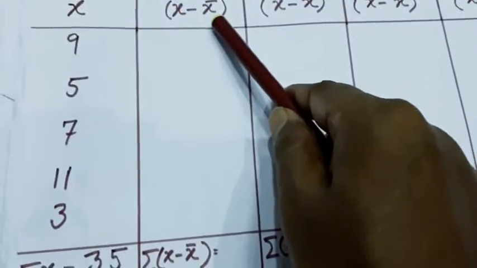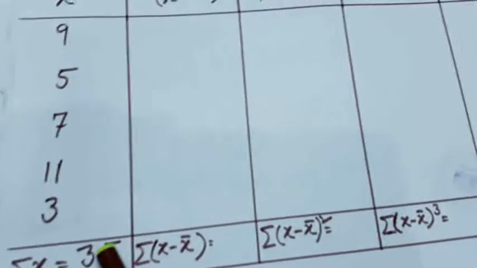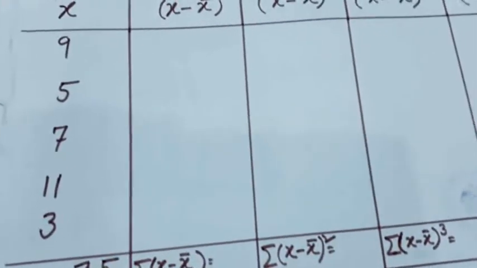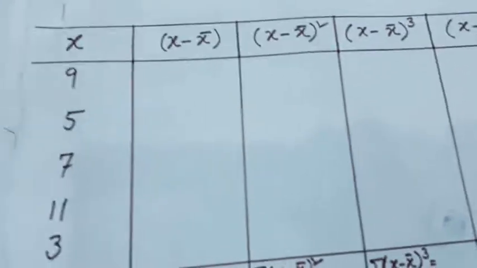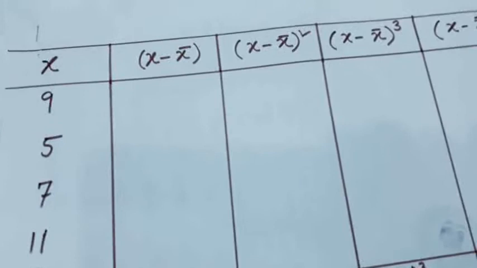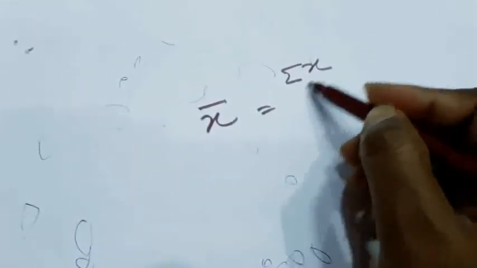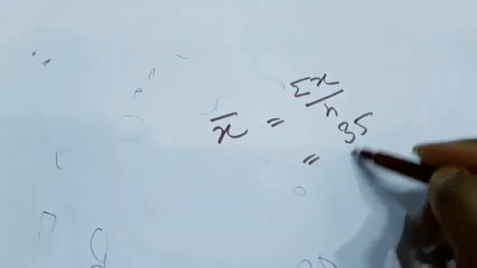Okay. Now what we will do? Oh, sorry, it is summation x. We have to find out the x bar. X bar means sum of observation divided by n. So x bar means summation x by n, where summation x is 35 and number of observation was 5. X bar equals to 7.